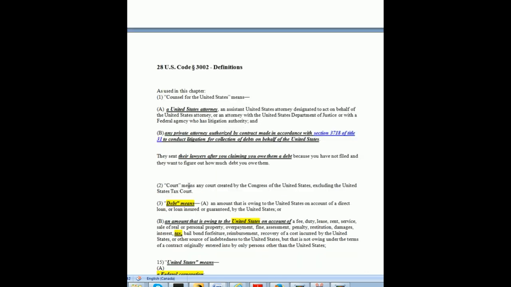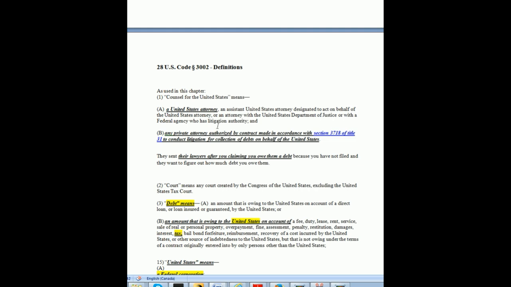Now, in this section, court means any court created by Congress of the United States, excluding the United States Tax Court. And debt means an amount that is owing to the United States. Okay, so we're going to clear up what debt means. A. On account of a direct loan or loan insured or guaranteed by the United States. B. An amount that is owing to the United States on account of tax. So a debt means an amount that is owing to the United States for taxes.